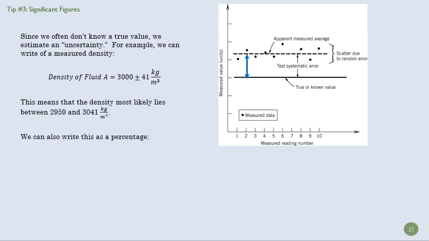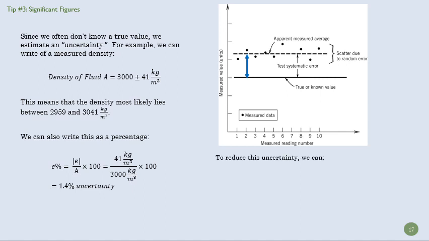We can also write this value as a percentage, because if I just say my uncertainty is 41 kilograms per meter cubed, it's hard to know if that's a large or a small value. But if we write it as a percentage, we know its relative size. The error here is little e, the average value is a, and we can multiply this fraction by 100 to get our uncertainty. So 1.4% is a relatively low uncertainty. We might think, okay, that value is pretty good, depending on what you're using it for.